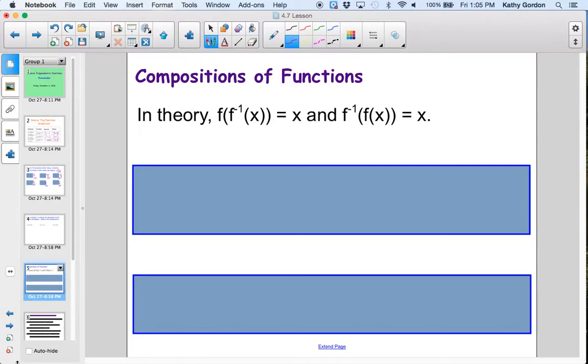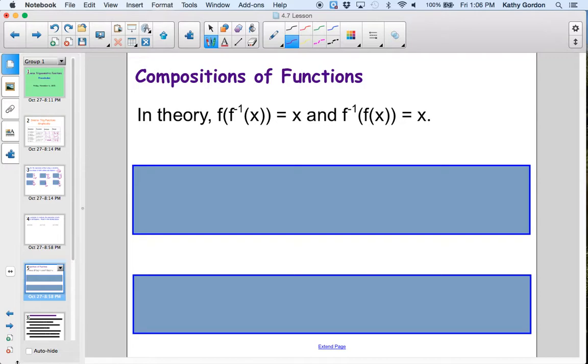So the last part that we need to be able to do for homework are compositions of these. So theoretically, if I take the function of an inverse function or the inverse function of a function, they should cancel each other out and I'm just left with that x, right? So if I have x squared and I take the square root of it, the square and the square root cancel each other out, I'm just left with x.